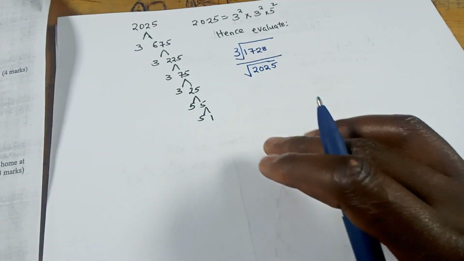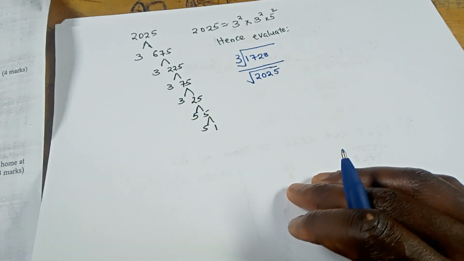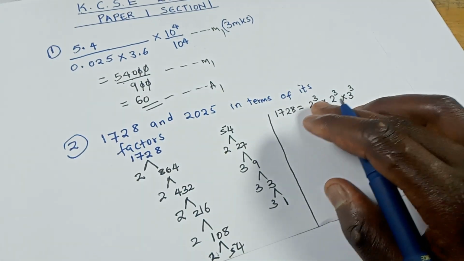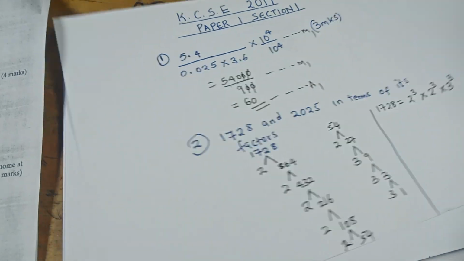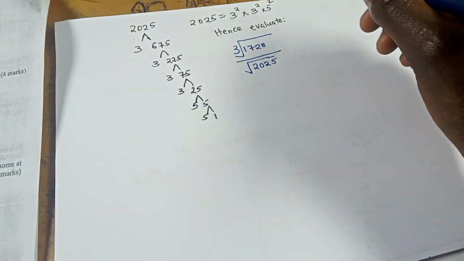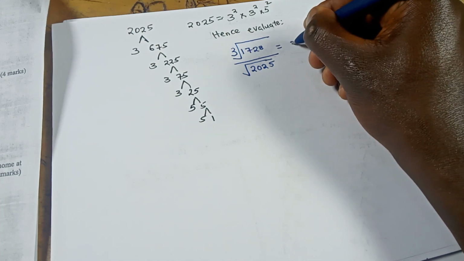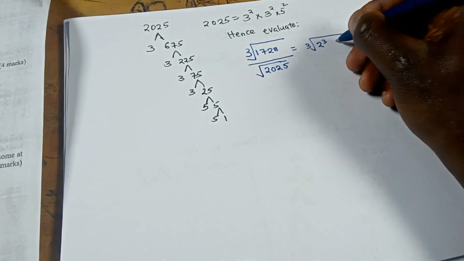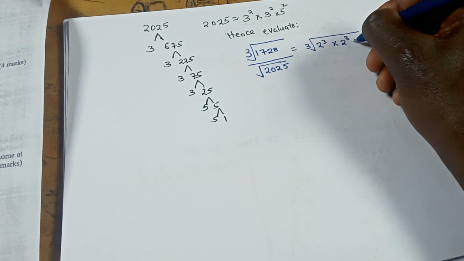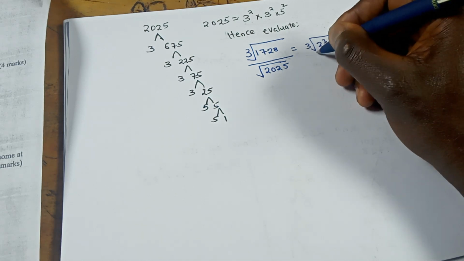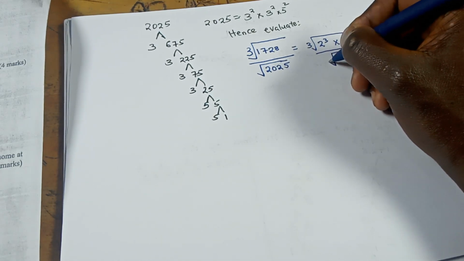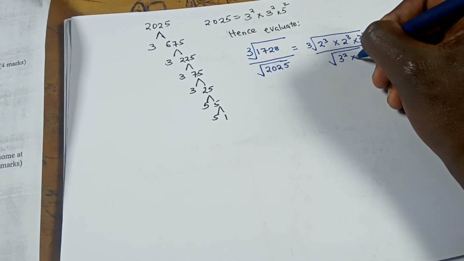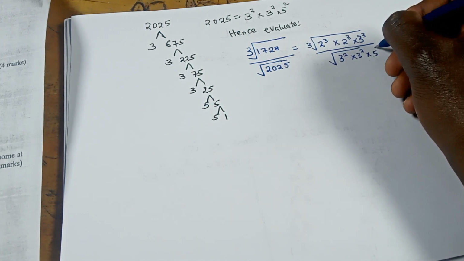So for us to evaluate that, the factors of 1728, we have been given as 2 cubed times 2 cubed times 3 cubed. This is equal to the cube root of 2 cubed multiplied by 2 cubed multiplied by 3 cubed, over the square root of 3 squared times 3 squared times 5 squared.